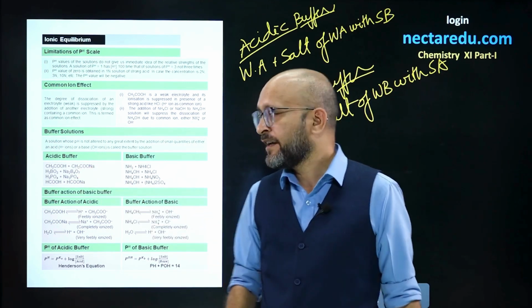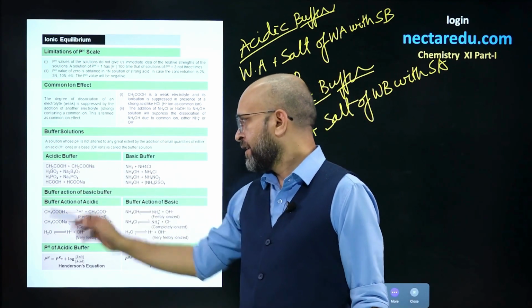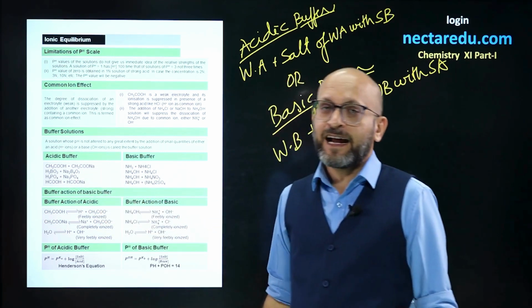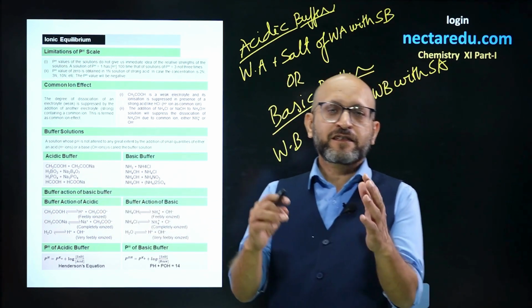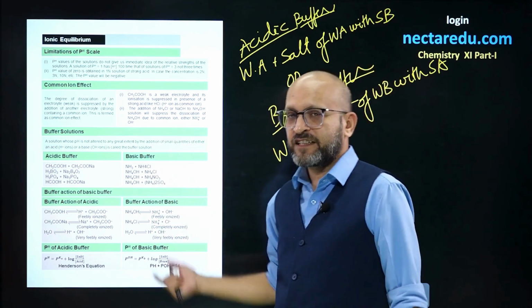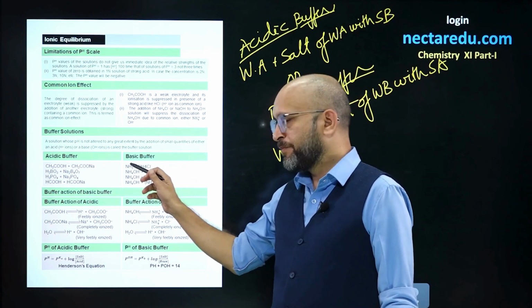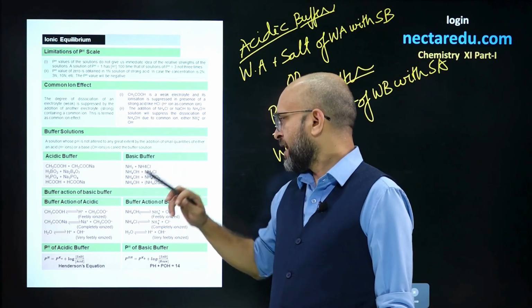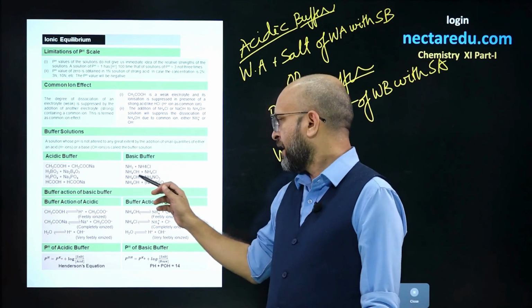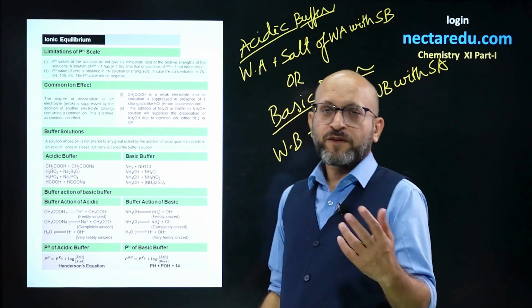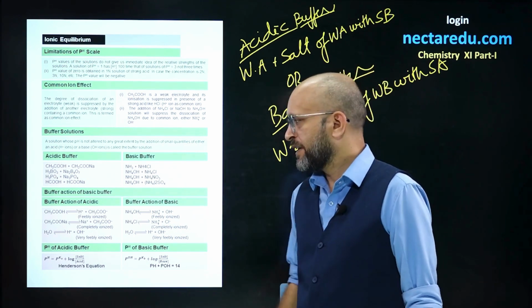So that is what we have taken, a few examples: weak acid, acetic acid and sodium acetate, boric acid and borate, phosphoric acid and sodium phosphate, formic acid and sodium formate. These are some examples of acidic buffer. Similarly, we have basic buffer: weak base ammonia and ammonium chloride, ammonium hydroxide with ammonium chloride, NH4OH with ammonium nitrate, NH4OH with ammonium sulfate. So these are examples of basic buffer.